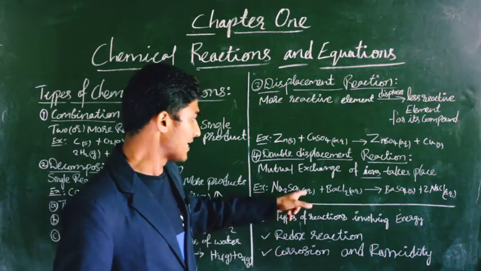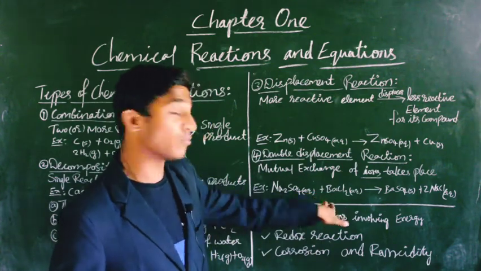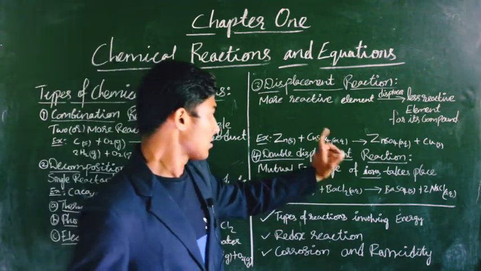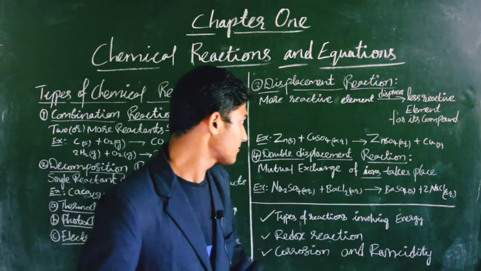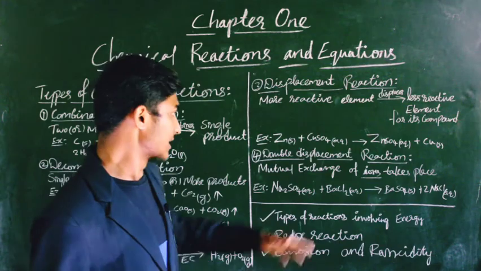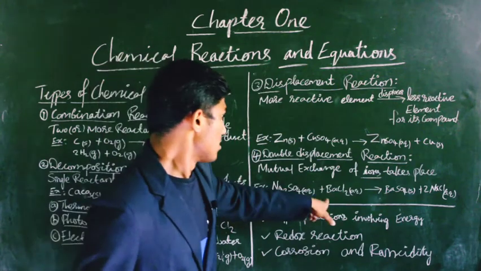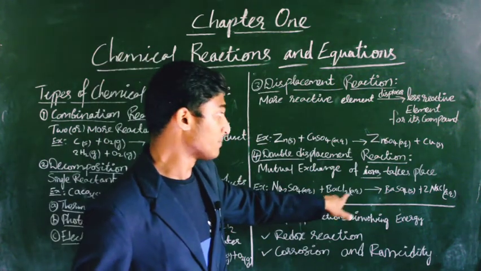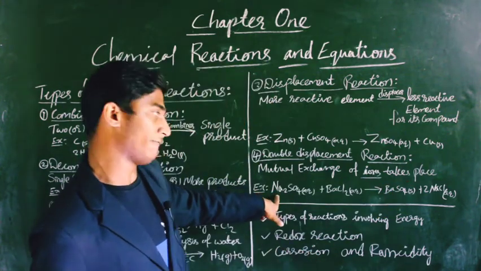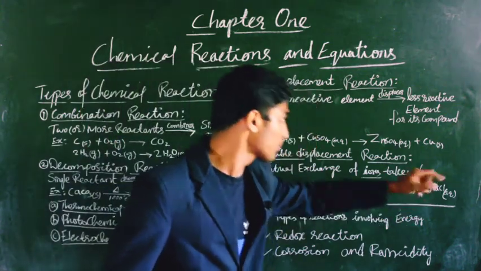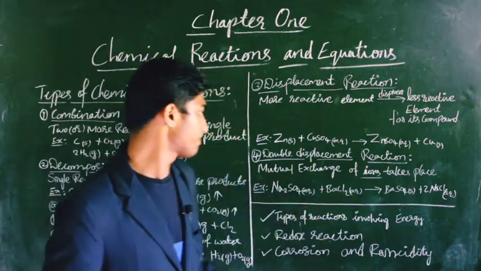Sodium sulfate, that is in aqueous form, we are treating with barium chloride. These two are reactants, both in aqueous form, combining together to form products barium sulfate plus sodium chloride. There is ion exchange, you can see here, from reactants as well as in products. Here the reactant is barium chloride, but in product we got barium sulfate, and here in reactant we got sodium sulfate, but in product we got sodium chloride. There is mutual exchange of ions that takes place in this chemical reaction.